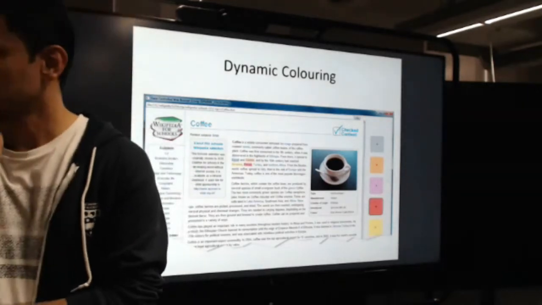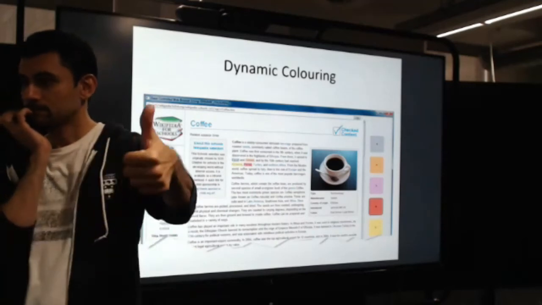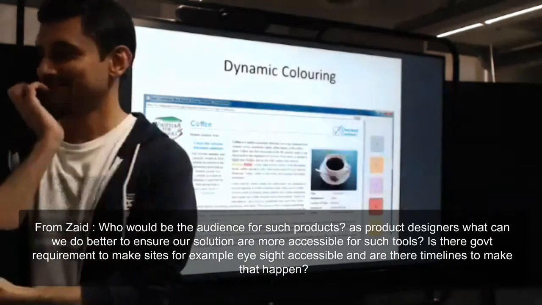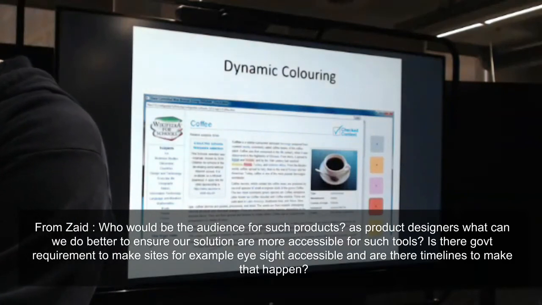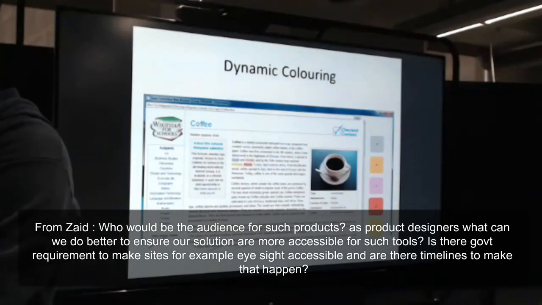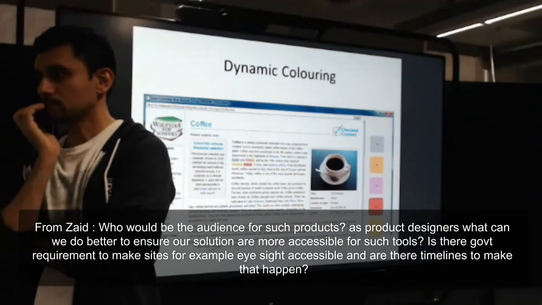We have another one from Zaid. There's, by the way, a lot of good responses online, and everyone's really impressed with the research. I'll ask another question from Zaid. Who would be the audience for such products? As product designers, what can we do better to ensure our solution is more accessible for such tools? Are there government requirements to make sites, for example, eyesight accessible, and are there timelines to make that happen?